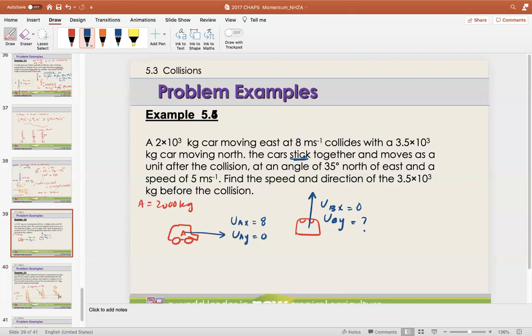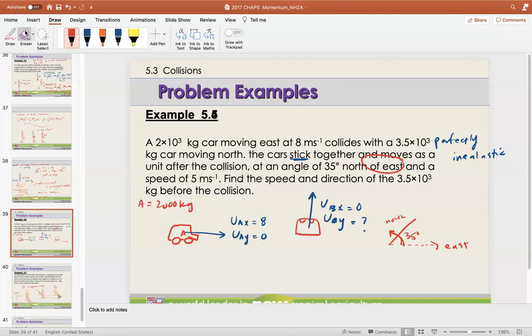Okay, it sticks. So we know that this is a perfectly inelastic collision. We are losing energy and we are sticking together, our mass sticks together. And after the collision, at an angle of 35 degrees north of east. If you still remember, north of east means this is my reference point. East goes this way, and then it's got 35 north of east. Maksudnya reference point is east, 35, moving towards north.